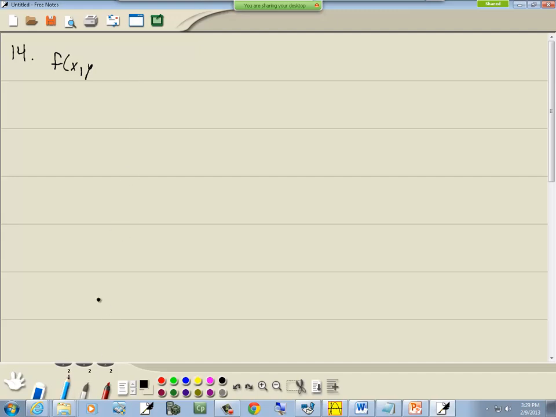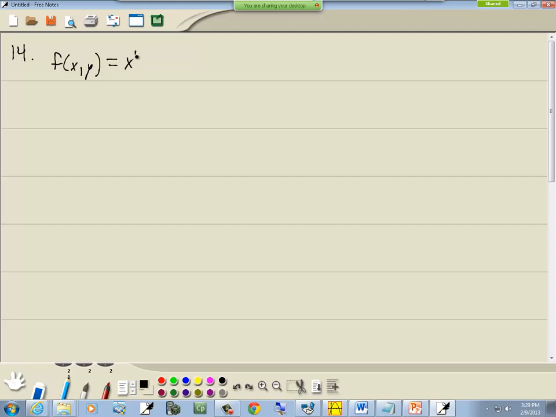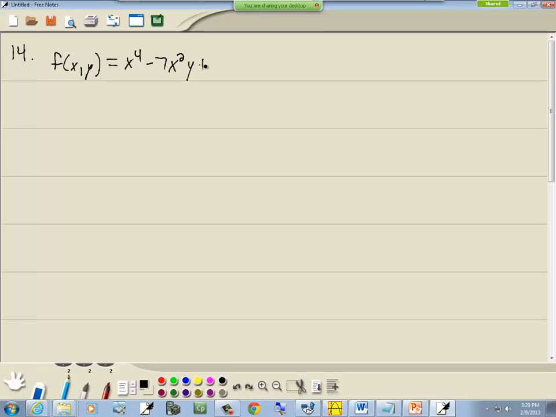I'm thinking of the w. So f of xy is equal to x to the fourth minus 7x squared y plus y to the third. Those are interchangeable, by the way. You kind of choose which one you like best.